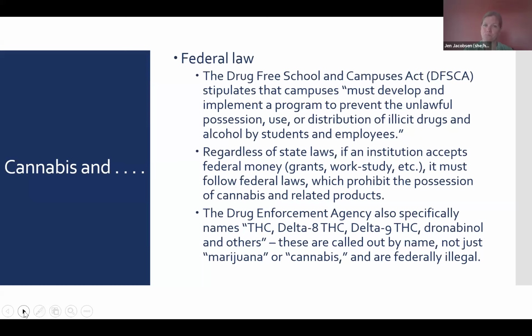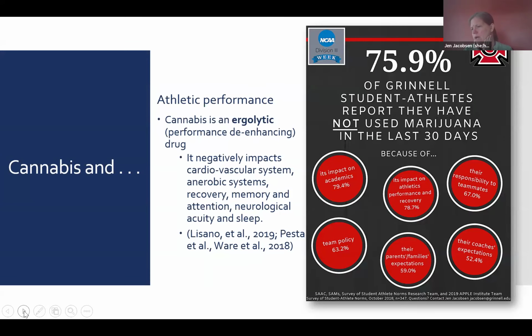So thinking about that. The last thing too, I always think about, how do we tie the data we have to the things our key shareholders on campus care about? How do we collect data they care about to open up the conversation? One of the places where we talk about cannabis use is with athletics, because the research shows cannabis is an ergolytic performance de-enhancing drug, and it negatively impacts the cardiovascular system, anaerobic systems, recovery, memory, attention, neurological acuity, and sleep. Those things are also important for academics.